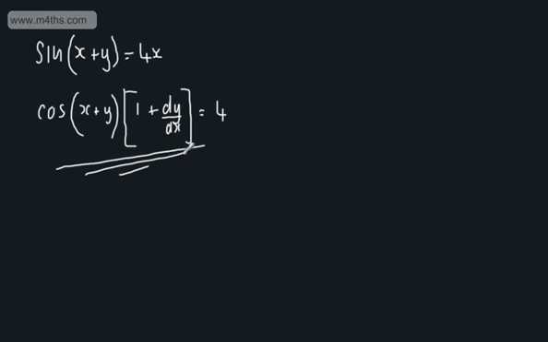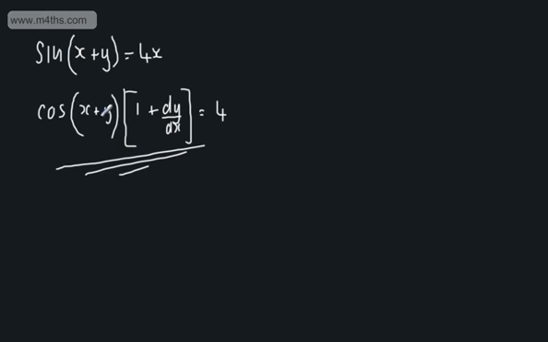I could go ahead and make dy by dx the subject if I liked, but that is essentially what we're going to get. We differentiate the outside function and then multiply through by the derivative of the inside function. The derivative of x plus y with respect to x is 1 plus dy dx. When we differentiate x, we get 1. When we differentiate y with respect to x, we get dy by dx. Okay, so there we go.